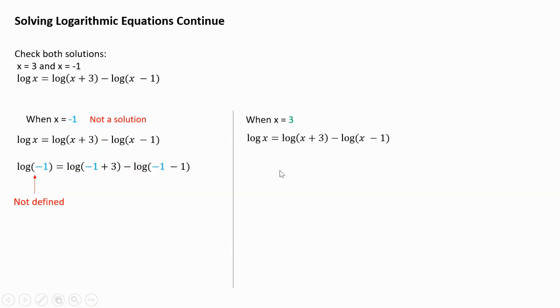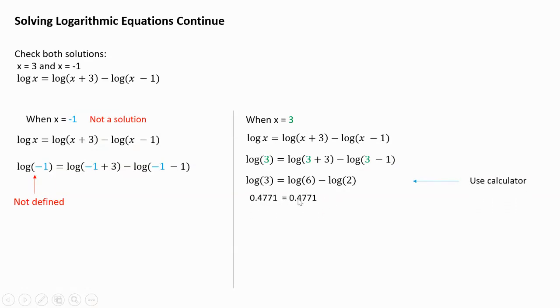Let's try the 3. If you plug in 3 for every x, we're going to get log of 3 equals log of 3 plus 3 minus log of 3 minus 1. If you put that in the calculator, guys, you should get that it's true. So this is a solution.